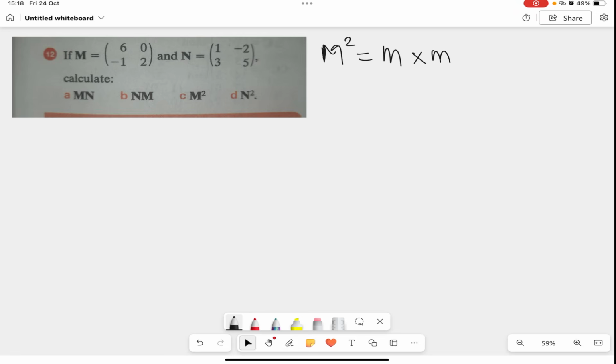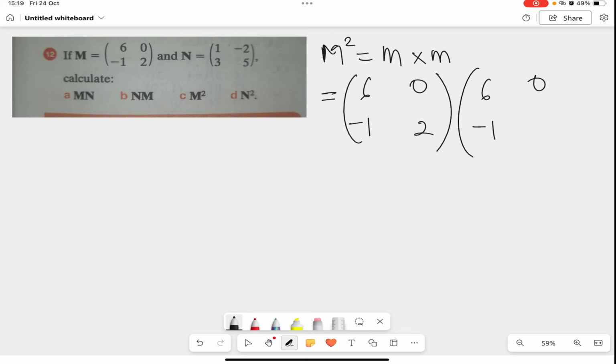So if you want to write that down, we'll put down [6, 0; -1, 2] times [6, 0; -1, 2]. So we're multiplying these two matrices. We're multiplying it, and see what we make out of it. Just as usual, row to column, will not be stressing on this, believe you.